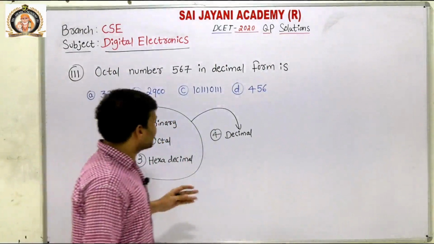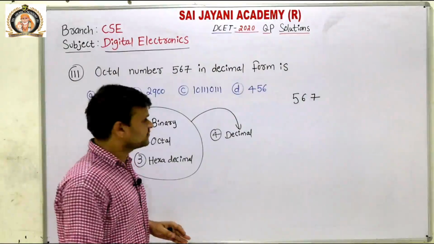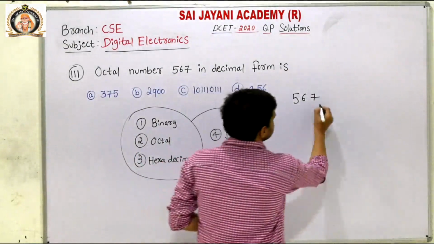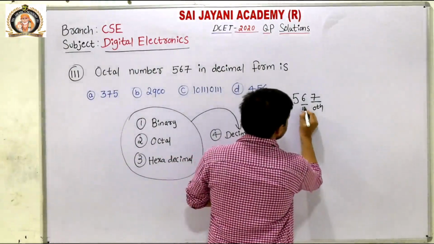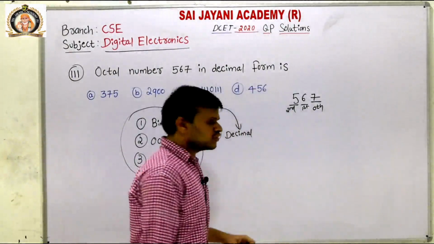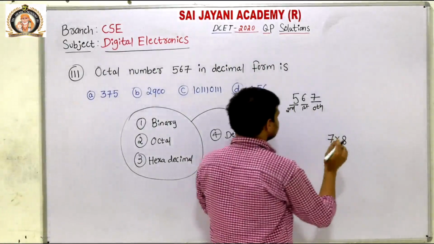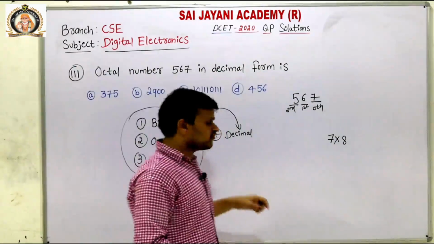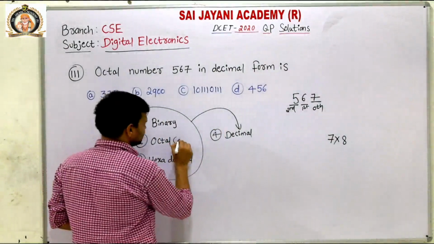In the question, they are given a number that is 567 in octal form, and they asked to write that number in the decimal form. Here, the 7 is present in the 0th position, and 6 is present in the first position, and 5 is present in the second position. So, the 7 is multiplied with the base number, that is 8. Why? Because the 567 is present in the octal form. For octal number system, its base number or its radix number is 8.